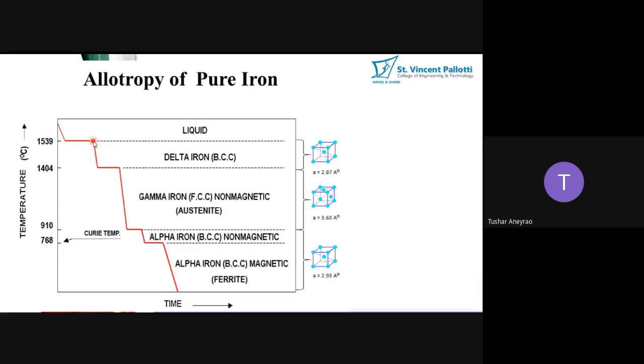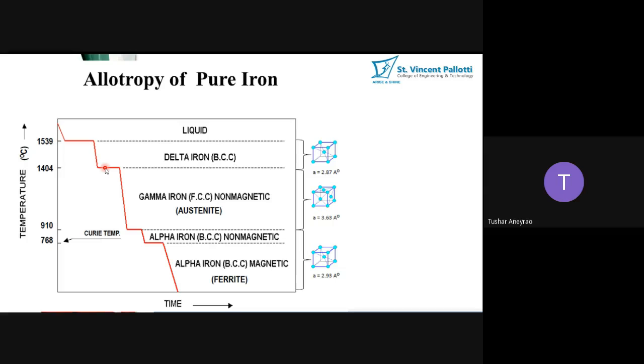delta iron. But delta iron is only stable from 1539 degrees centigrade to 1404 degrees centigrade. The unit cell crystal structure of delta iron is BCC, that is body centered cubic. You can see here the structure of delta iron, body centered cubic, right? Then at 1404 degrees centigrade, this delta iron, as the time is passing, is getting transformed into gamma iron or austenite.